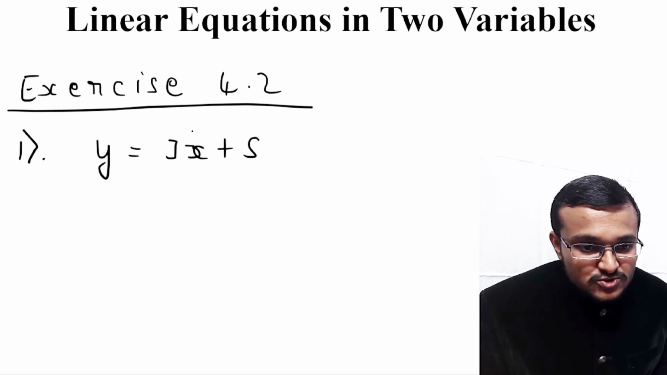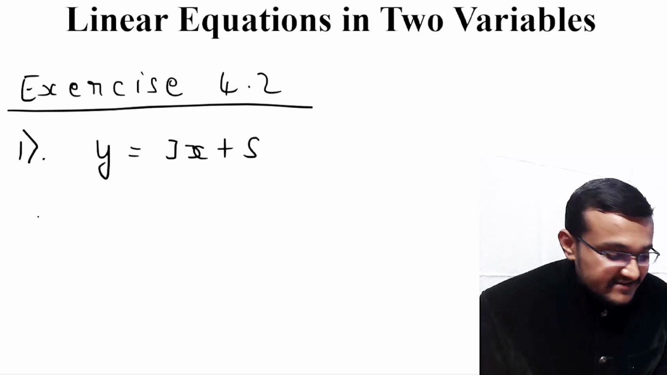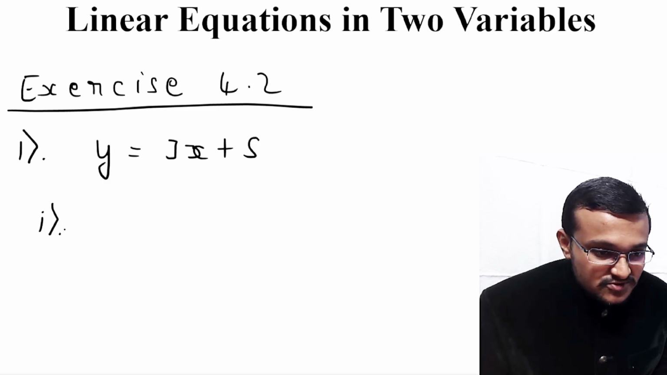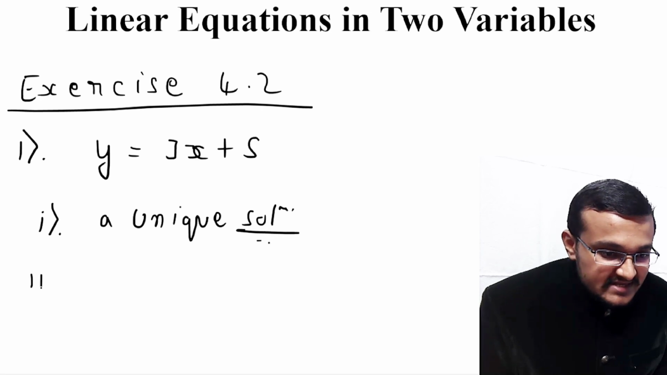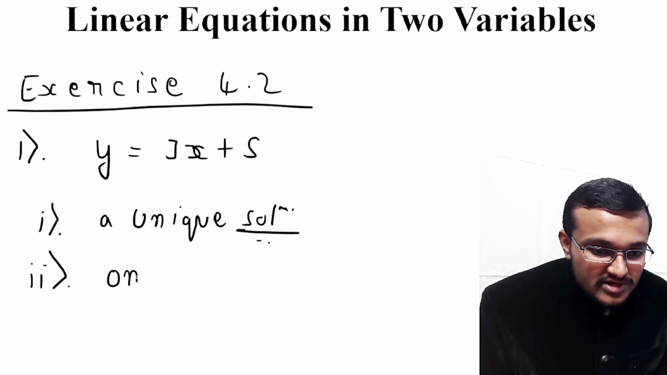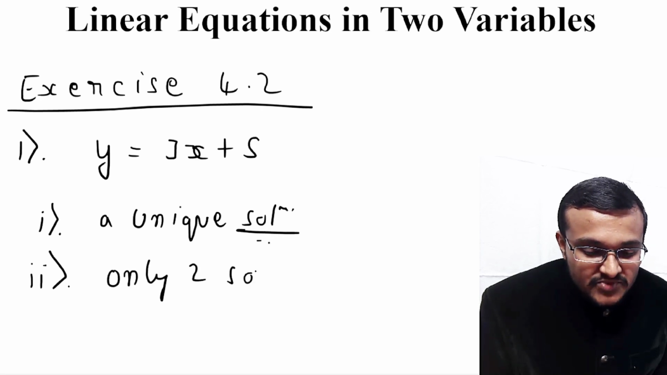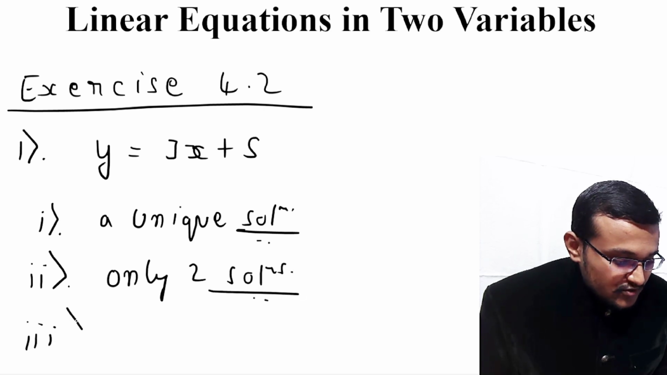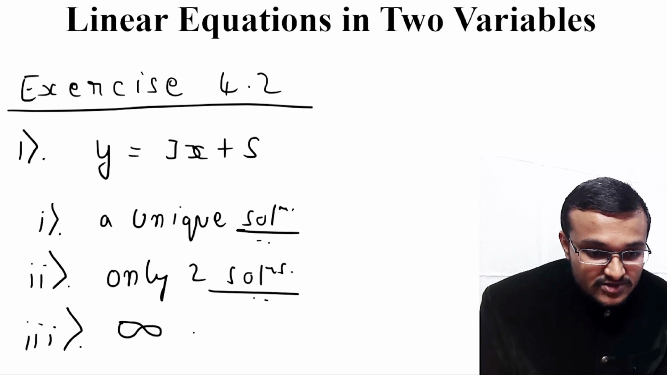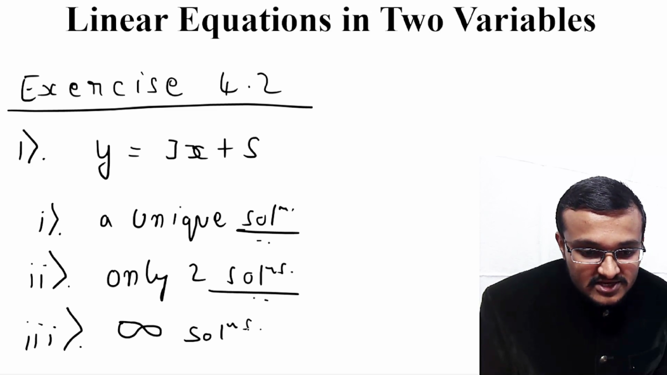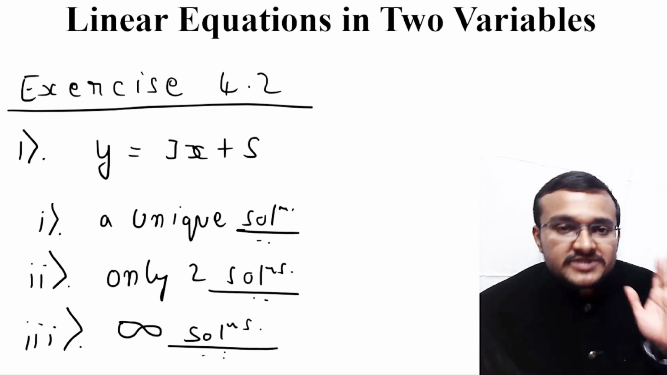So now we have y is equal to 3x plus 5, and there are different options in this particular first question. The first option is a unique solution. Second option is only two solutions. And in third option you have infinitely many solutions. So that means here you have infinite solutions. So which option is correct?